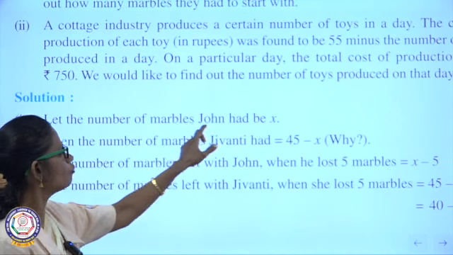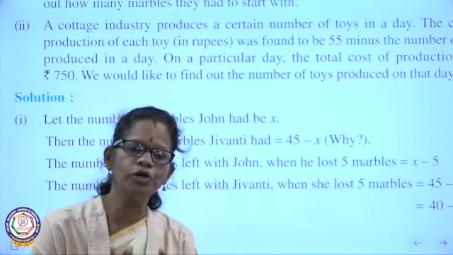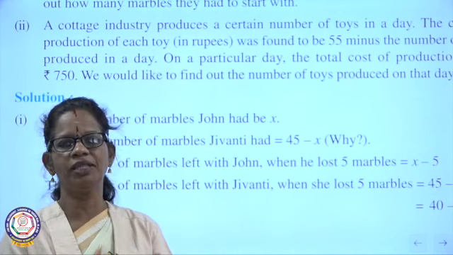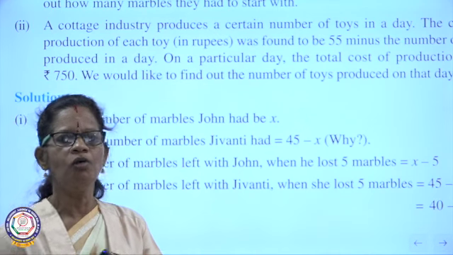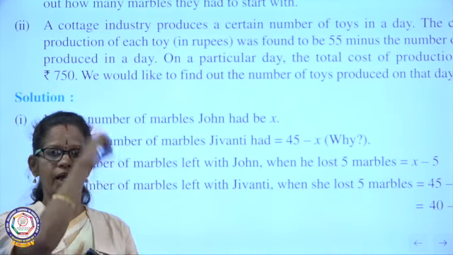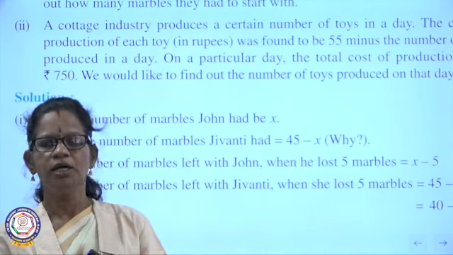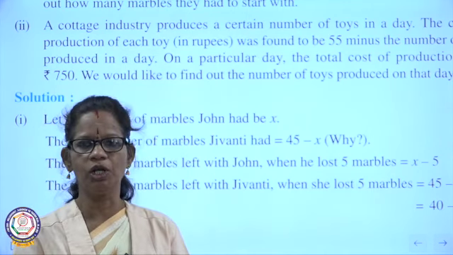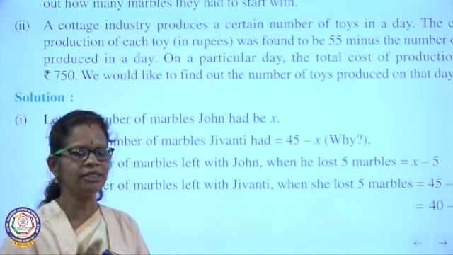Okay, see here the solution is given. Let the number of marbles be x. I said together. So how should it be? John plus Jivanti equal to 45. I will say it orally, then I will explain through the writing part, right? John has x. John plus Jivanti equal to 45. That means Jivanti equal to 45 minus x.